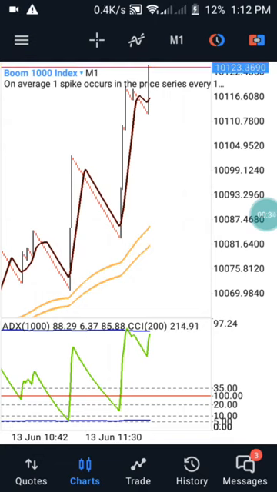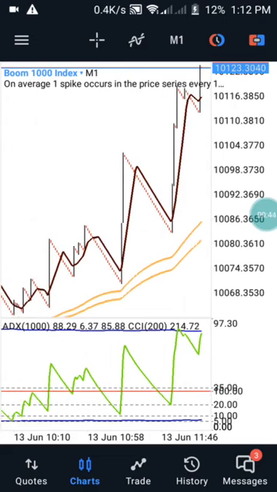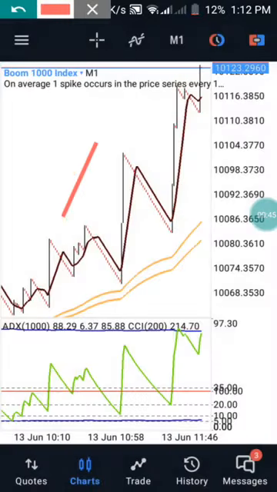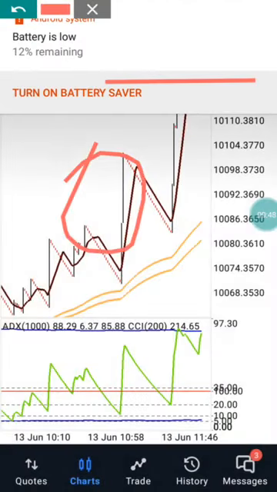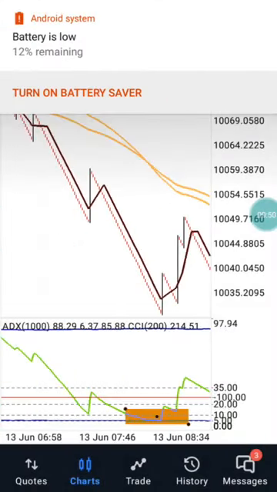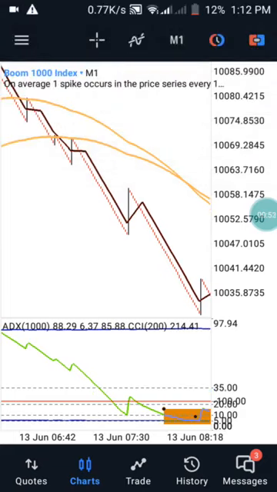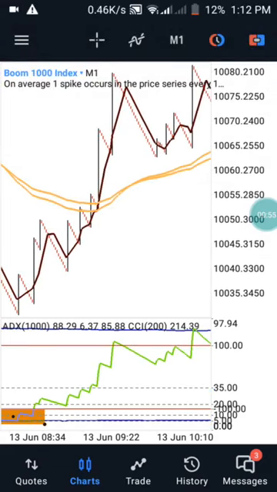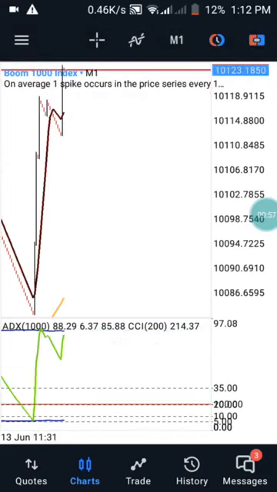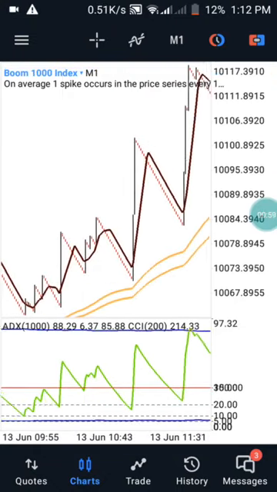So guys, today I'm going to explain how you can use this strategy to catch a spike entry on Boom 1000, 1 minute time frame. As you can see now, this is our main chart. We have our main chart here, and we have our entry at this particular area. We are going to be checking it out so that you can really get what we mean in this video.